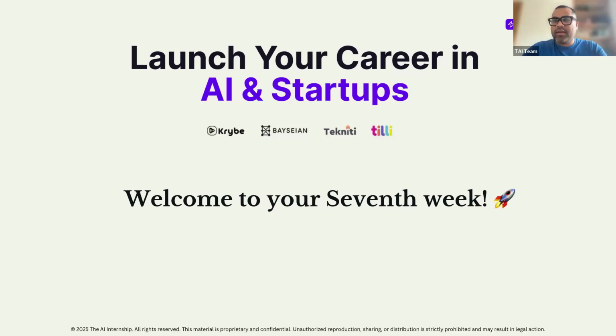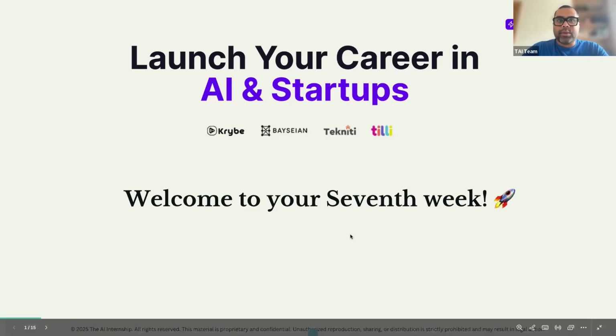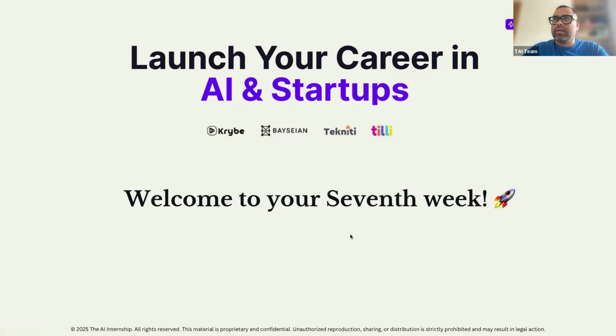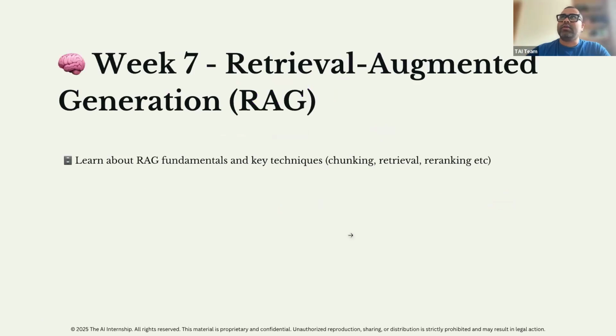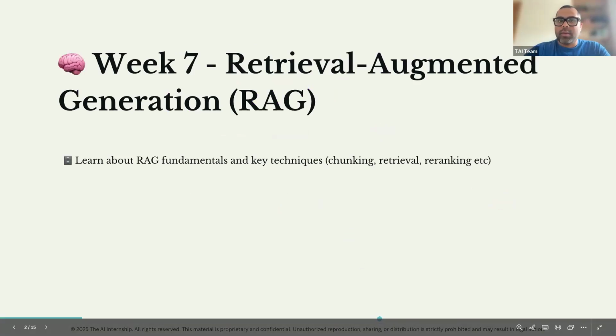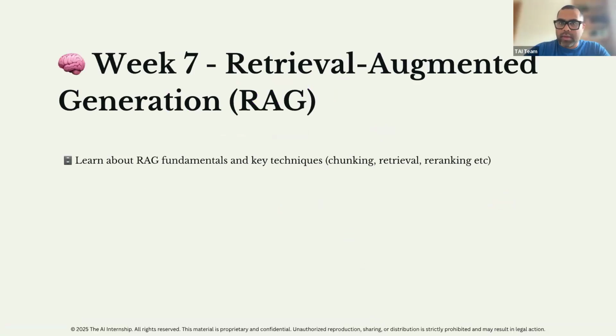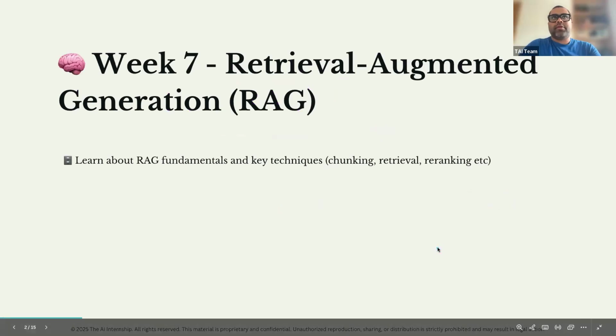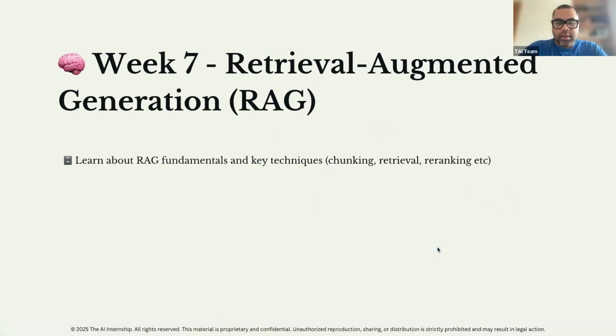Welcome to the seventh week of the internship program. So today we're going to discuss a very fundamental component in AI engineering, which is called RAG. It's a very common term. Most probably you have come across this, and we're going to go into more detail on what RAG means, which is short for Retrieval Augmented Generation, a combination of search and LLMs in general.